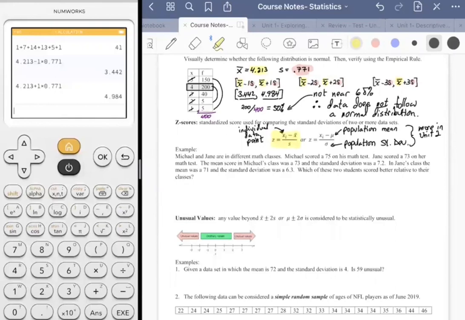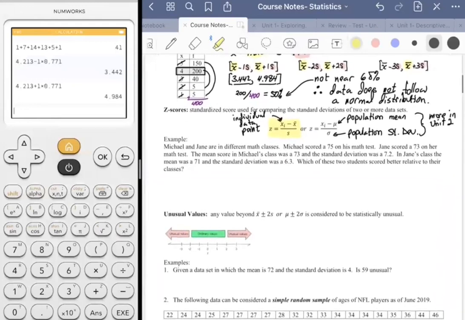All right, so let's dive right in. Michael and Jane are in different math classes. Michael scored a 75 on his math test. Jane scored a 73 on her math test. The mean score in Michael's class was a 73, and standard deviation was 7.2. In Jane's class, the mean was 71 and standard deviation was 6.3. Which of these 2 students scored better relative to their classes? Key term there, relative to their classes. I'll highlight the whole thing.